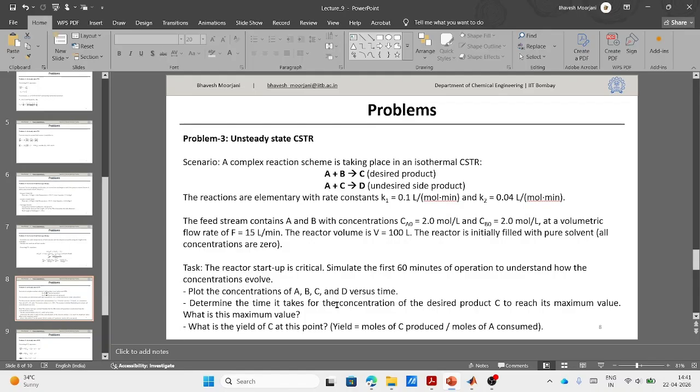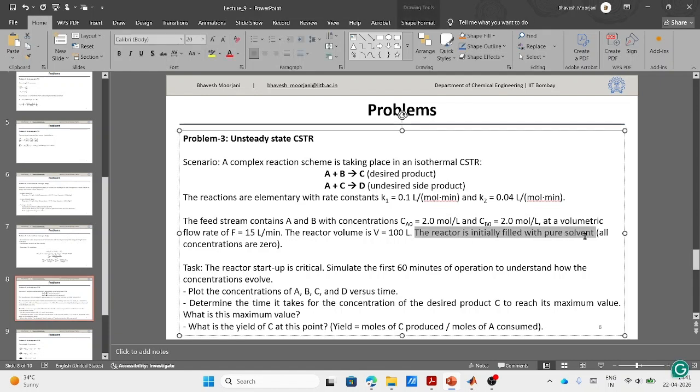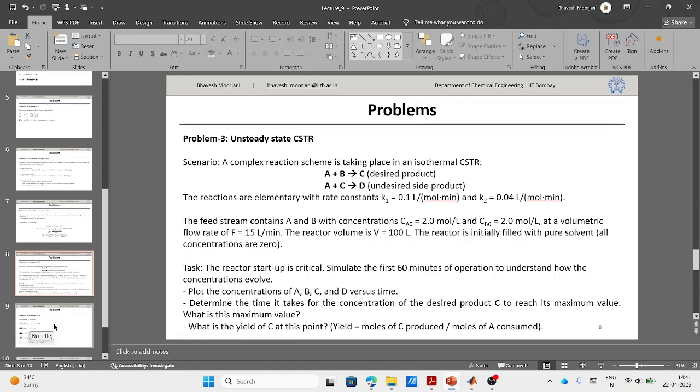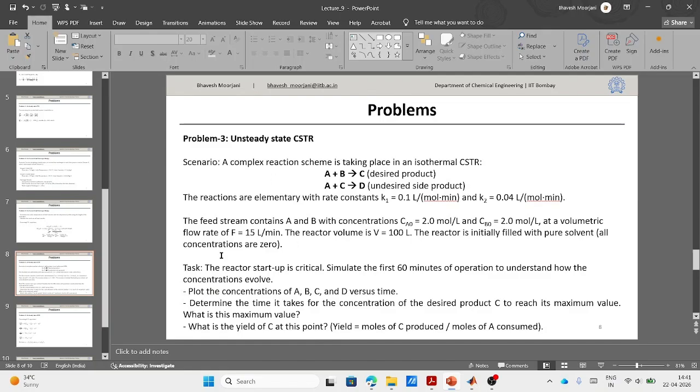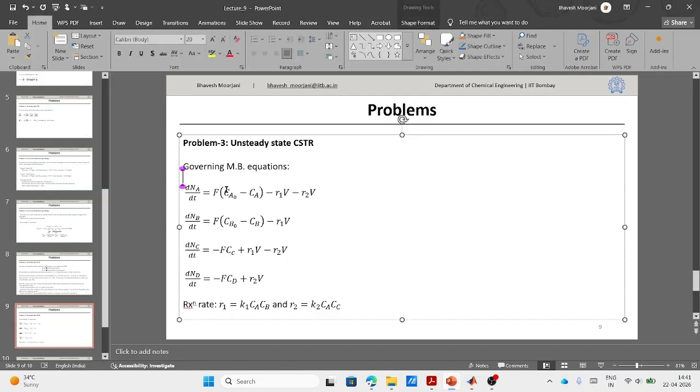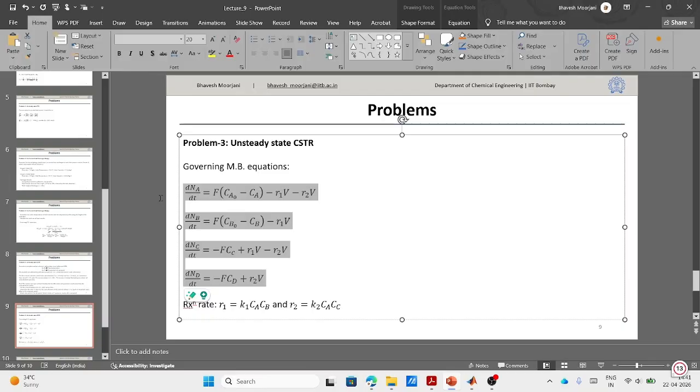We have to plot all the concentrations versus time, and determine where the maximum concentration of C is reached, at what value, and what the yield point is. The initial condition is that the reactor is initially filled with pure solvent, so all concentrations are considered zero. At t equal to zero, the reactor filling might start, and then you have to find how it changes with time. These are the governing mass balance equations: dNA by dt, dNB by dt, dNC by dt, and so on. Everything is given in terms of the feed flow rate, the concentration and the reaction rate. Reaction rates are also given.